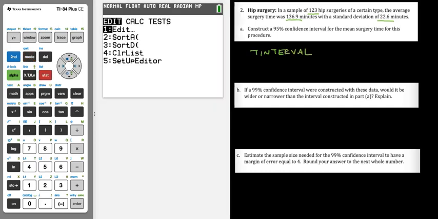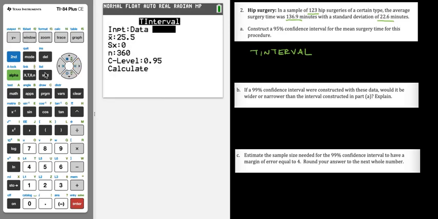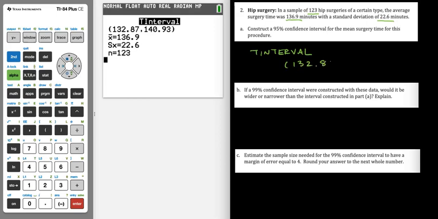Okay, so again, we go back to stat, test, t-interval is number 8. And again, we're on stats, and we are going to enter a sample mean of 136.9. And S is the sample standard deviation, 22.6. And n, like we've seen throughout this entire course, is the sample size. So we put that in as 123. Once again, we're doing a 95% confidence interval, so we can just press calculate. And we get a confidence interval of 132.87 up to 140.93.